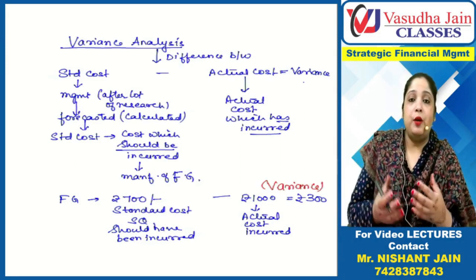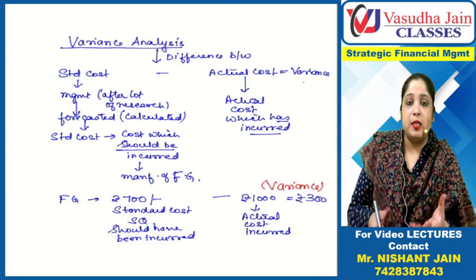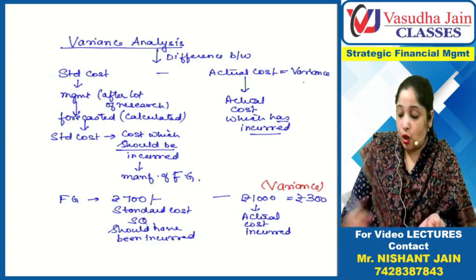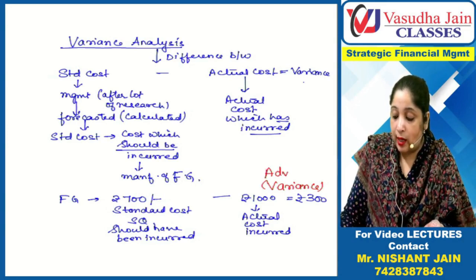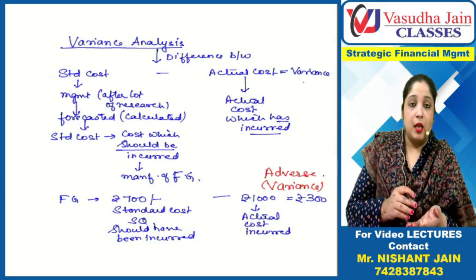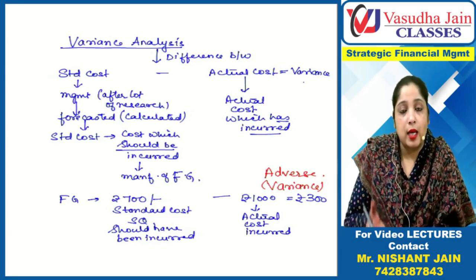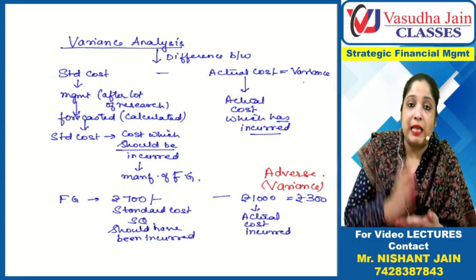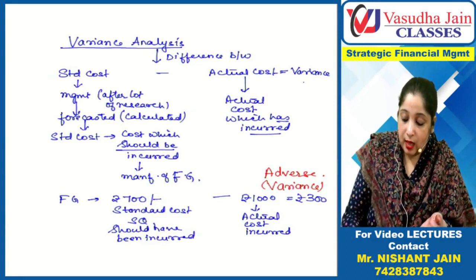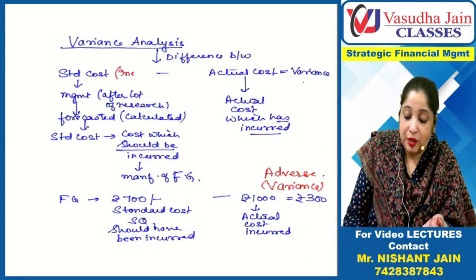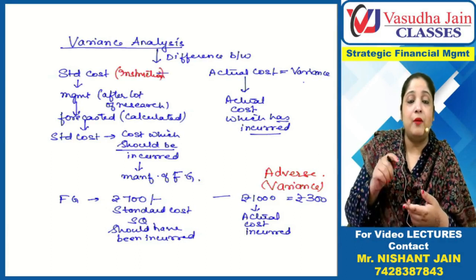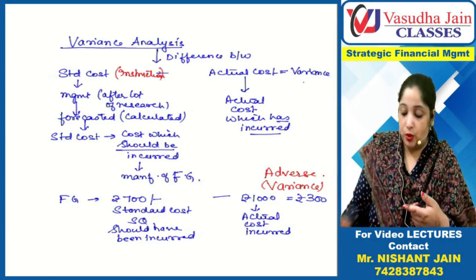Definitely this 300 rupees difference is not a good difference, because 700 should have been spent and 1000 has been spent. So this is not a good sign. This is called adverse variance. Now, why has the worker spent 1000 when the worker was instructed to spend 700? Standard cost can be said as instructions. Instructions were given to spend 700, so why has the worker spent 1000?